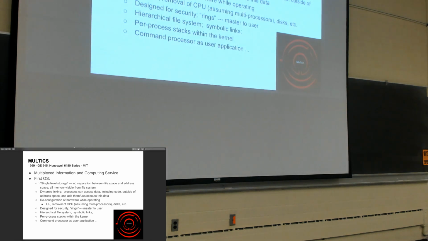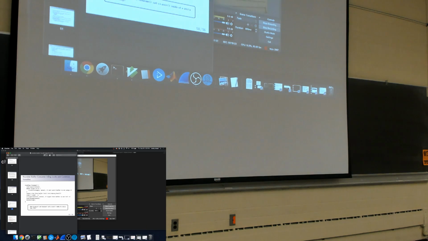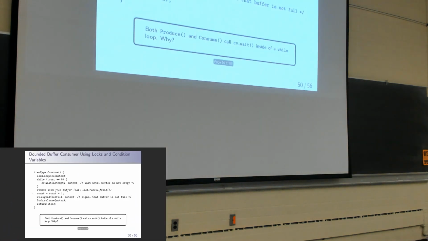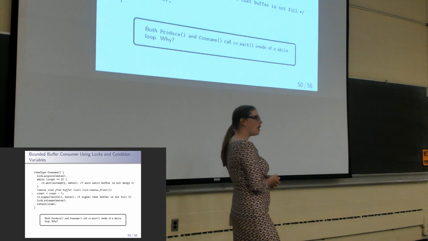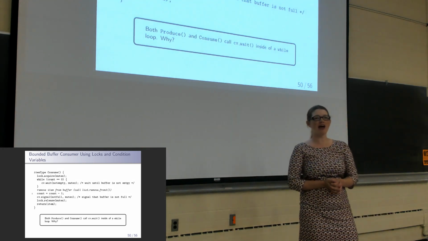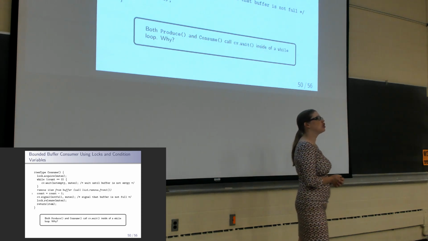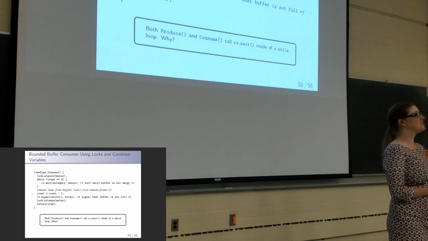So we left off last class talking about semaphores and condition variables. Now, just to remind you of what they are, these are different synchronization primitives that we have to solve different concurrency problems. So, for example, we use semaphores.